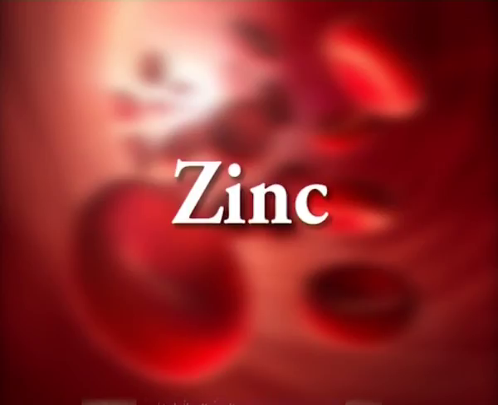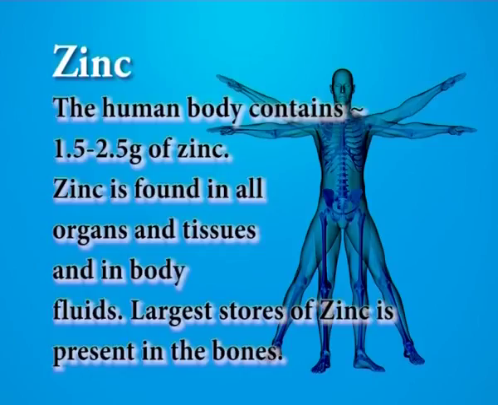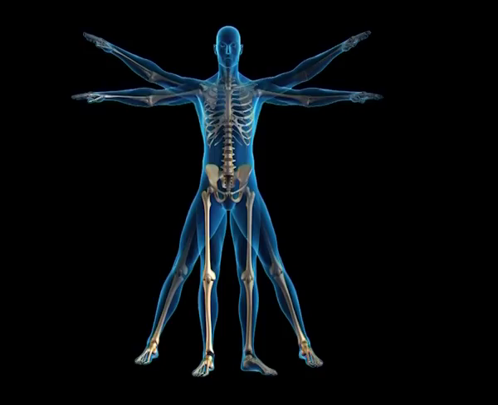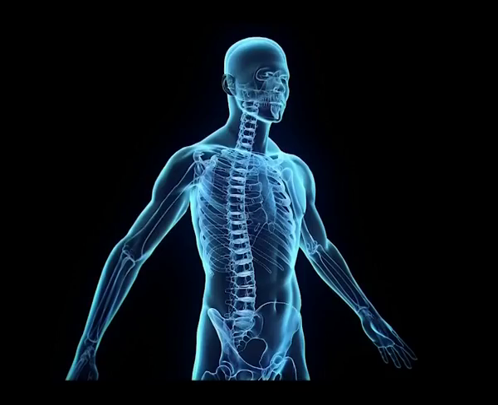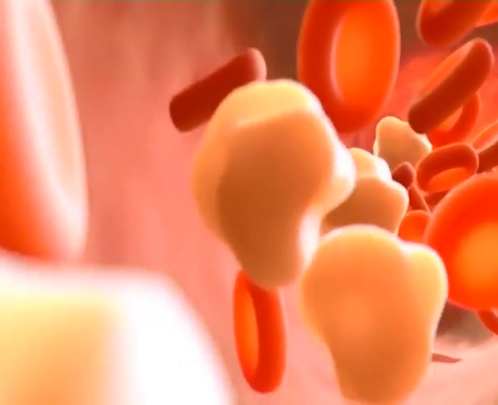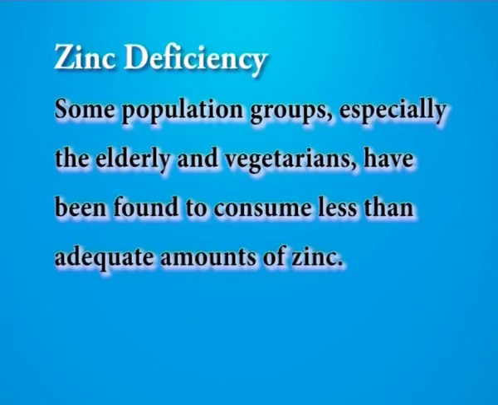Now, let us see the next micromineral, zinc. The human body contains approximately 1.5 to 2.5 grams of zinc. Zinc is found in all organs and tissues and in body fluids. The largest stores of zinc are present in the bones. Zinc forms a constituent of the blood. Zinc is an important element performing a range of functions in the body as it is a cofactor for a number of enzymes.